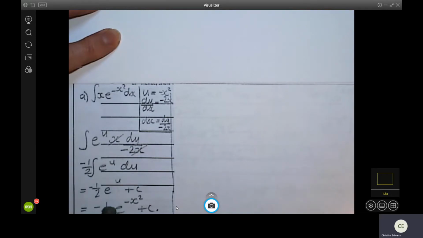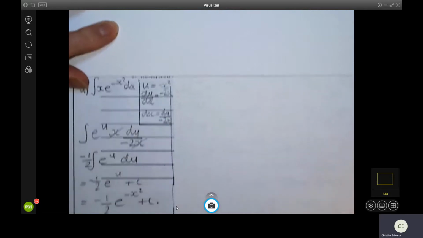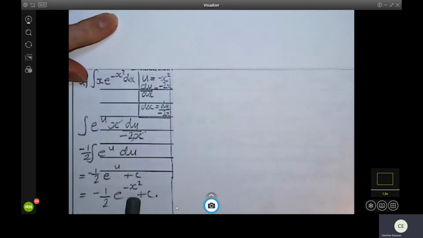I integrate, and then I put the minus x squared back in, and there I have my integration result. So that's part A, the evaluation of the integral. Now what I'm going to do is to consider the fact that it's improper and use my technique for working with limits to evaluate the integral and decide whether it's convergent or divergent.